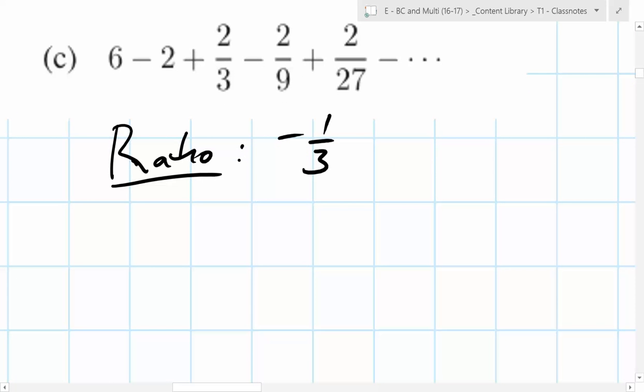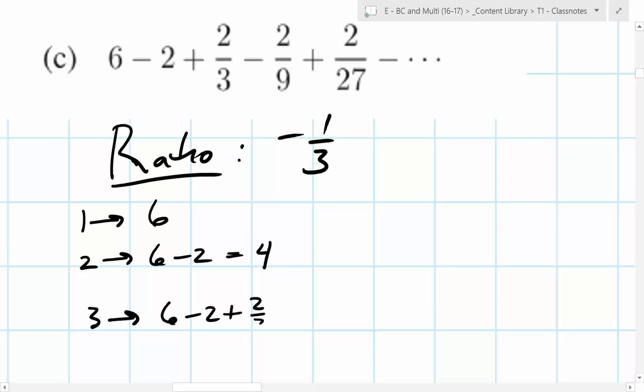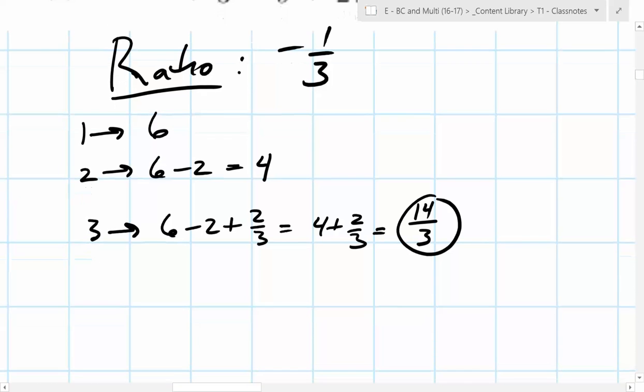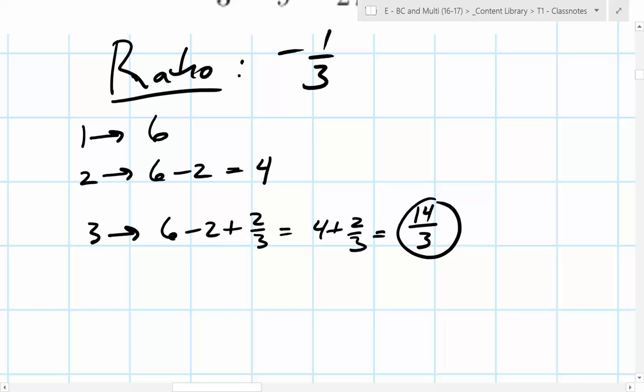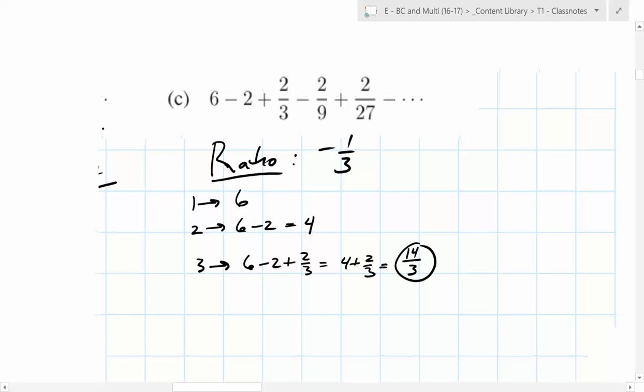So let's just test this out. The first partial sum is 6. The second partial sum is 6 minus 2, which is 4. The third partial sum is 6 minus 2 plus 2/3, which is 4 plus 2/3. I like improper fractions. I really like improper fractions. So what's that going to be? 14/3. I do not like mixed numbers. Write it like this, please. Also, if I make small math mistakes, please correct me. Don't wait 5 minutes and then laugh later when we fail.